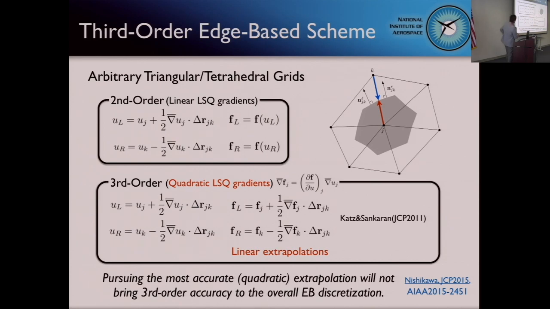So we have a quadratic least squares, so we can actually get a second derivative. If you pursue the best extrapolation method, that would be quadratic. But if you do that, you will lose third-order accuracy. This has been demonstrated in this AIAA paper for Navier-Stokes calculations. You have to stay linear.